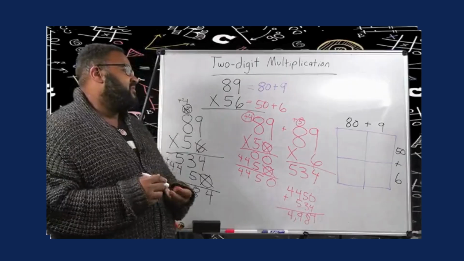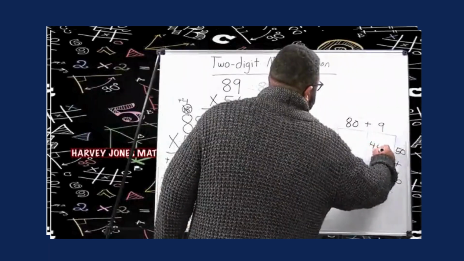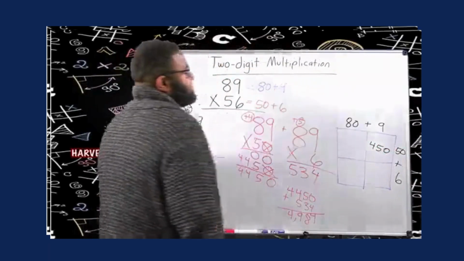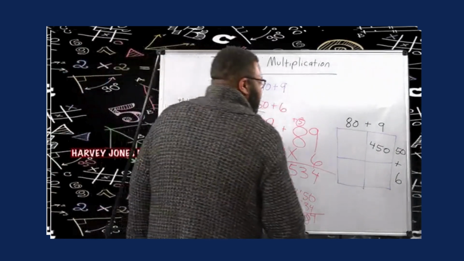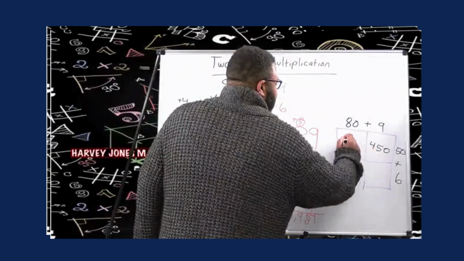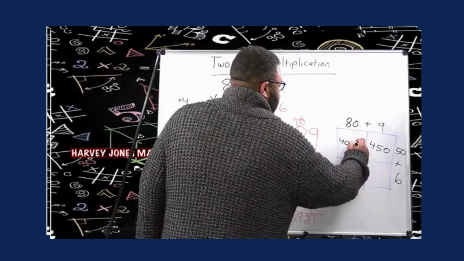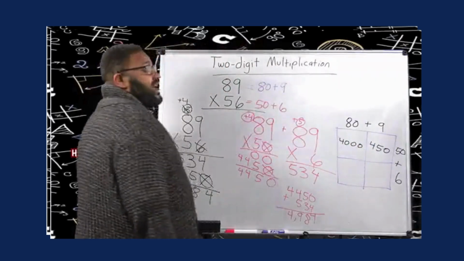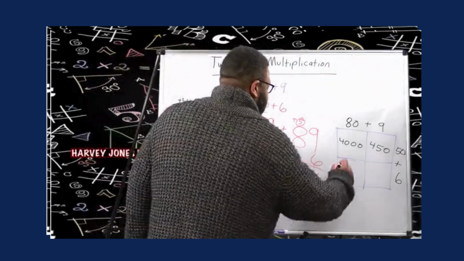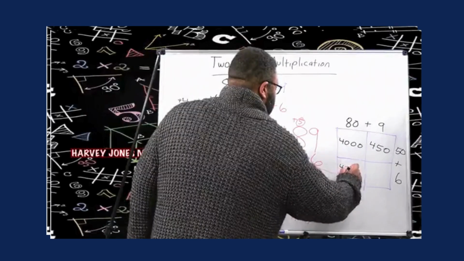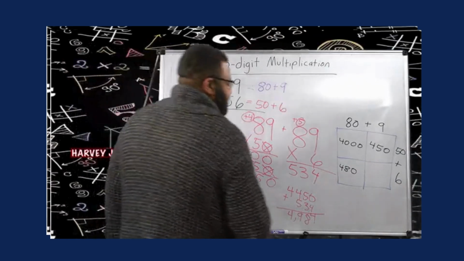And I'm asking myself, I'll go here first. 9 times 5 is 45, and I add a 0, because 9 times 50 is 450. I'm going to come here. 8 times 5 is 40. Add 2 zeros. That's, oh wow, 80 times 50 is 4,000. 8 times 6 is 48, and I add a 0 there. And 9 times 6 is 54.